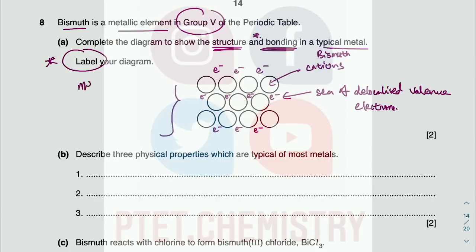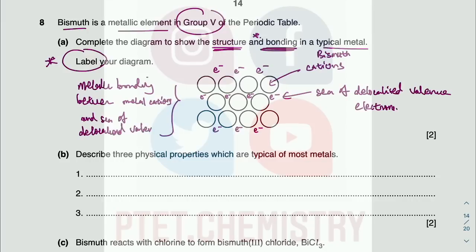So metallic bonding. What is the metallic bonding? It's an electrostatic force of attraction between metal cations. Well, technically metal, I guess. Metal cations and the sea of delocalized valence, or you can say outermost electrons. Alright. 3 physical properties typical of most metals.